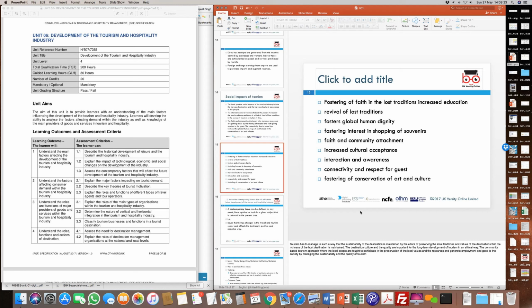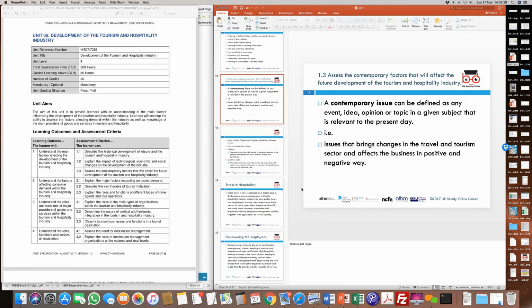Now, last but not the least, what we are looking at covering is contemporary issues or factors which we see affecting the tourism and hospitality industry. It will be good for me because we are not looking at studying the full unit. We are not looking at studying contemporary tourism. We are just looking at issues.